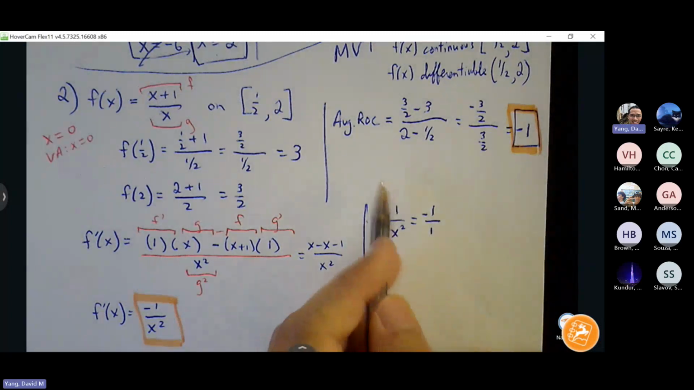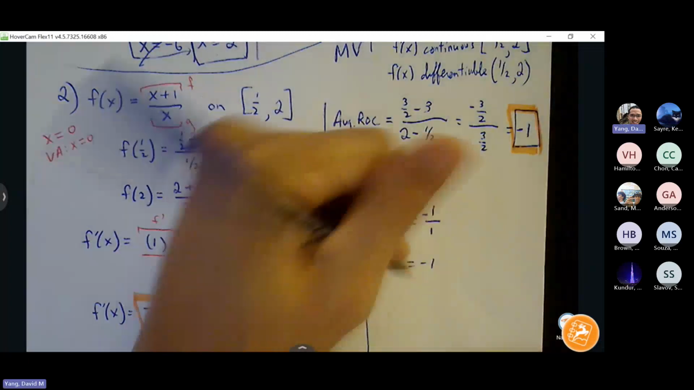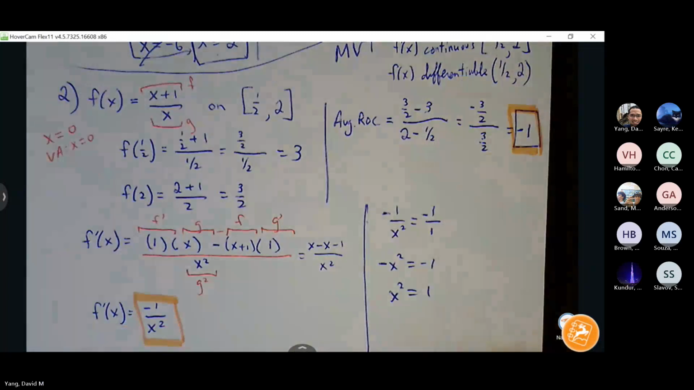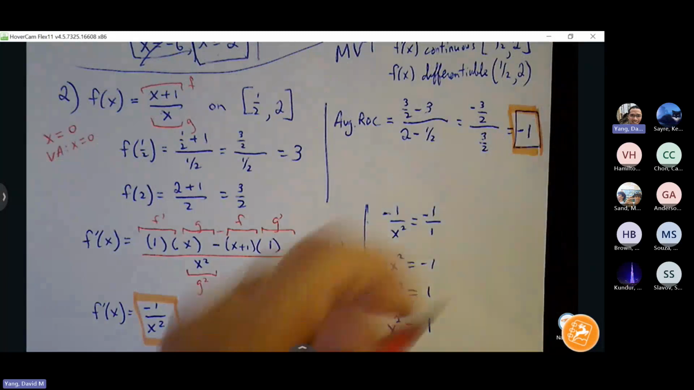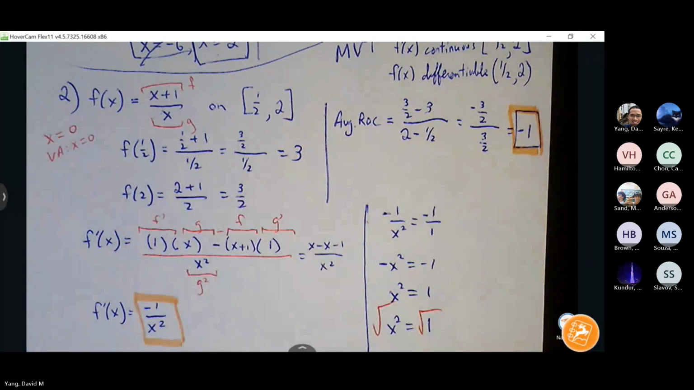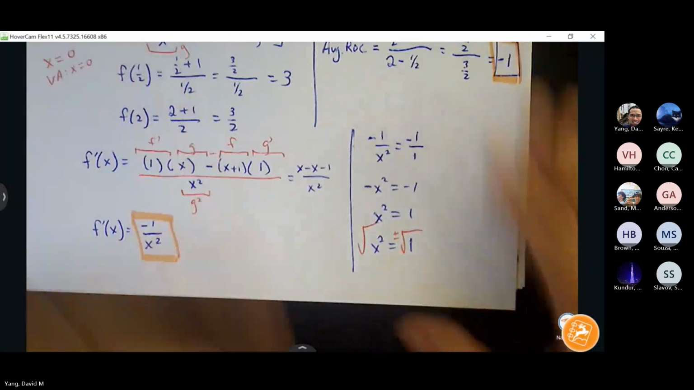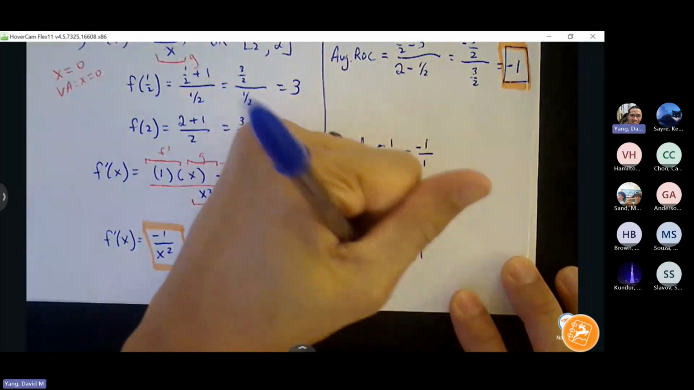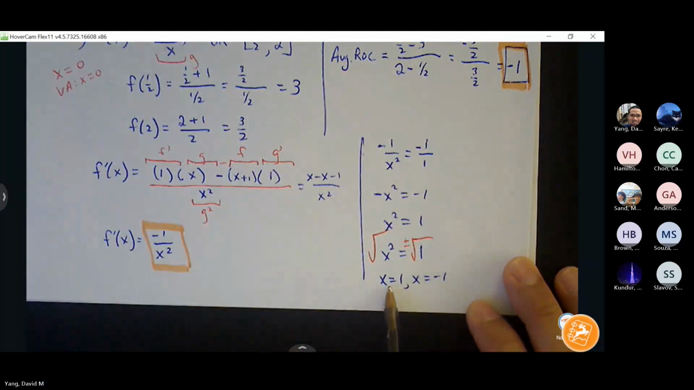If you want to cross multiply, you can. Divide both sides by -1. Take the square root. What's going to happen when we take the square root? Positive and negative, right? Plus or minus 1. So there's 2 solutions here, or 2 locations where we can expect a slope of -1 on the graph, at 1 and at -1. But are both of these going to fit inside my interval? Just the 1. -1 is out.